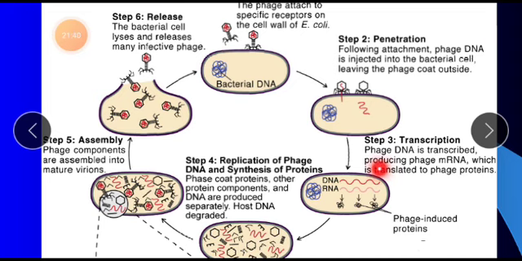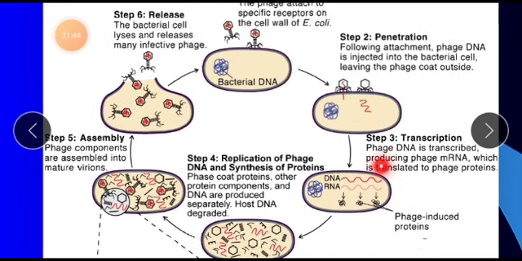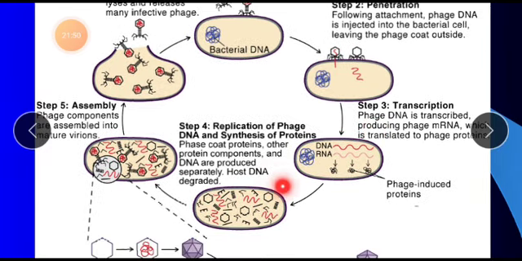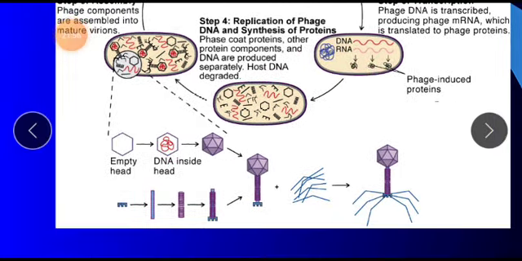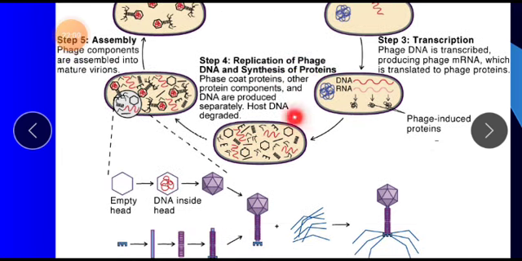In step number 4, the phage coat protein, other protein components, and DNA are produced separately. Host DNA is degraded. This is stage number 4, and from here it goes to stage number 5, which we call assembly. In assembly, these phage components are assembled into mature virions. This is a mature virion that is completely made.